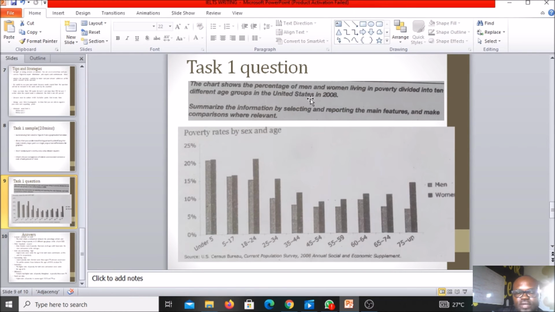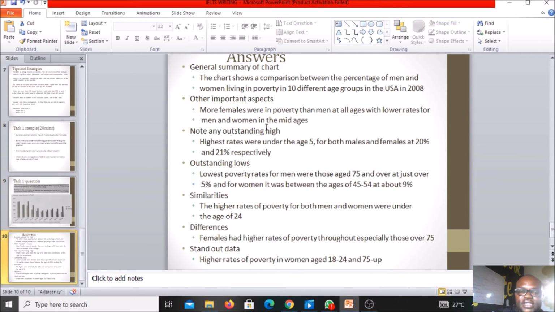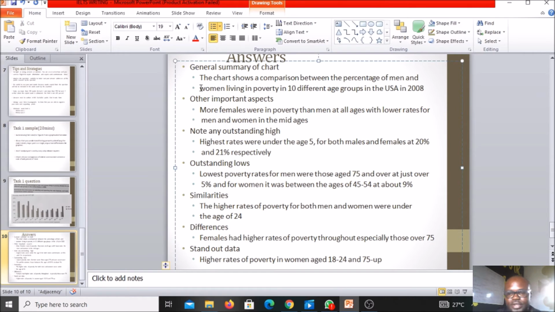So this is the question and this is the chart. What you're expected to do is to summarize the information by selecting and reporting the main features and make comparisons where relevant. So you're expected to make comparisons. How do you go about tackling this problem? The first thing, your first paragraph should be the general summary of the chart. So what is the general summary of this chart?